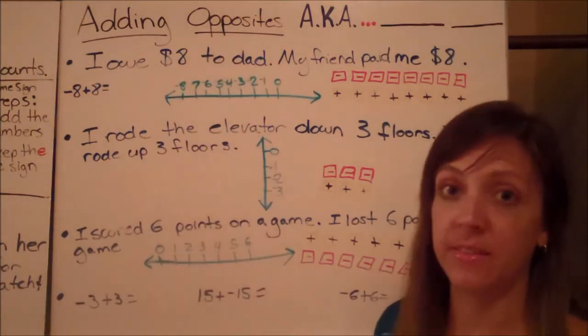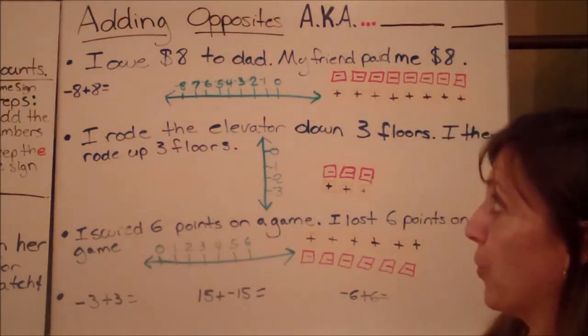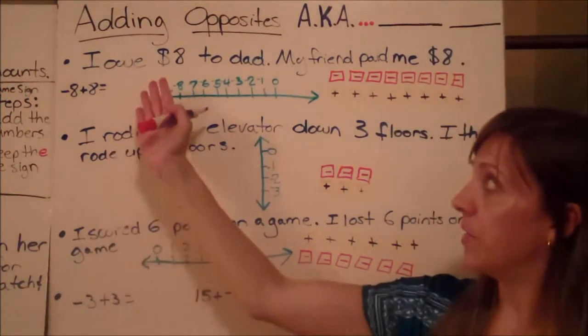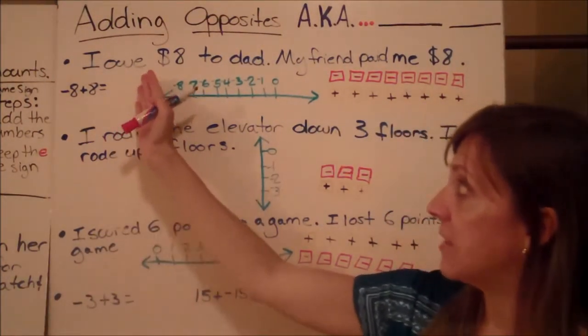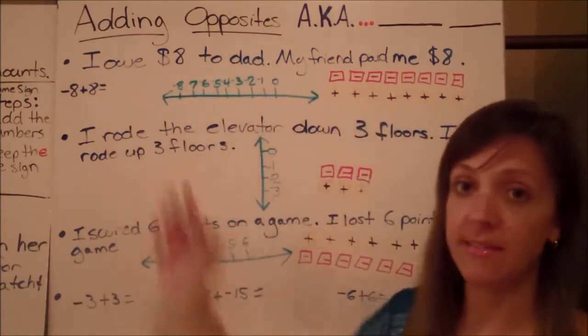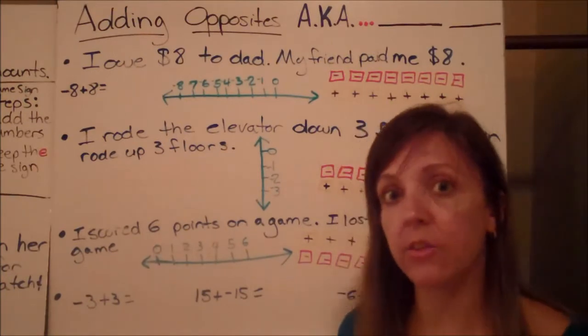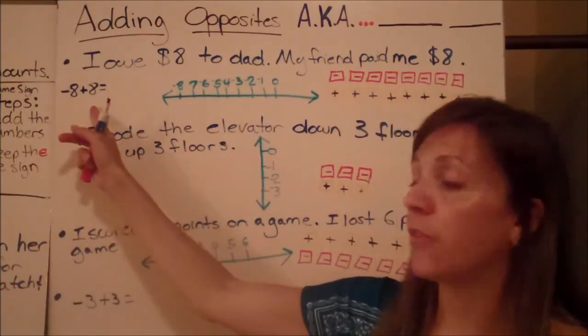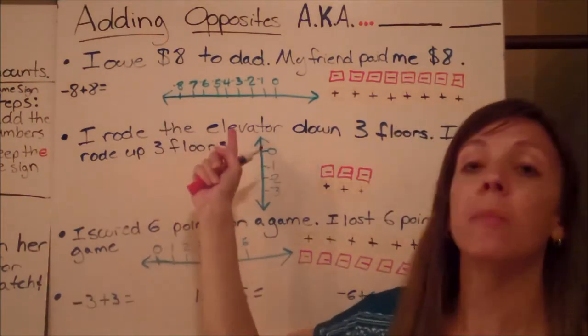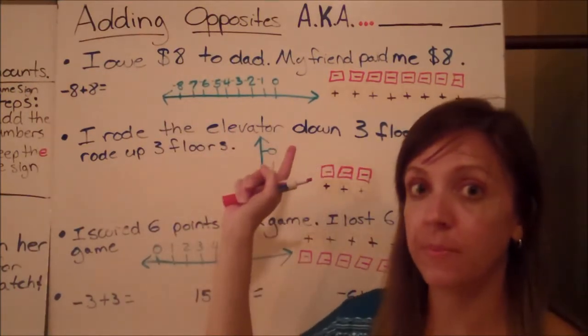Adding opposites. On this board, we're going to be adding opposites. In this case, the first scenario says I owe $8 to Dad. My friend paid me $8. So I owe $8, which is a -8, and my friend paid me 8, which would be a +8. We're going to represent these on a number line and with our integer chips.